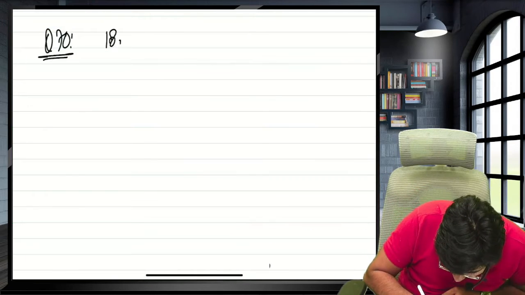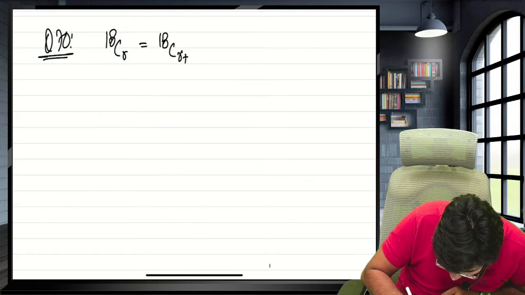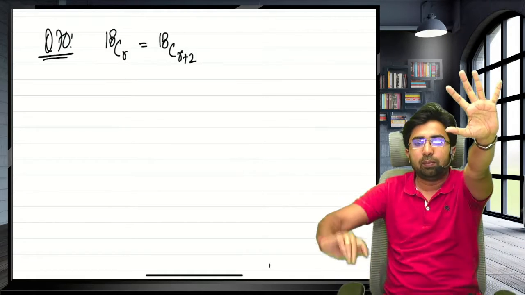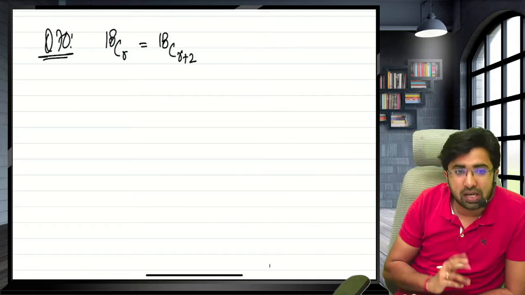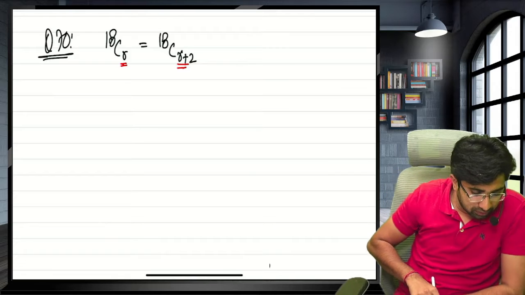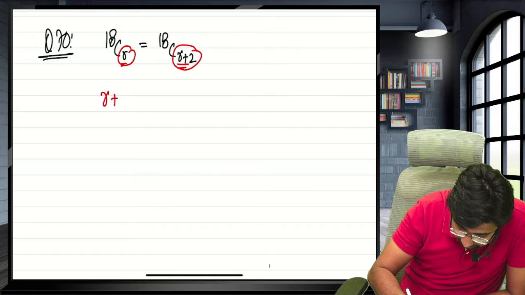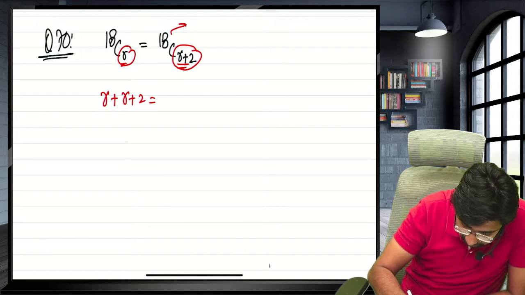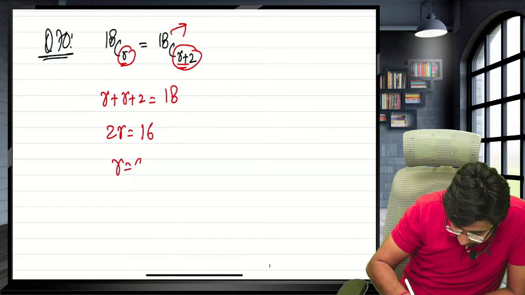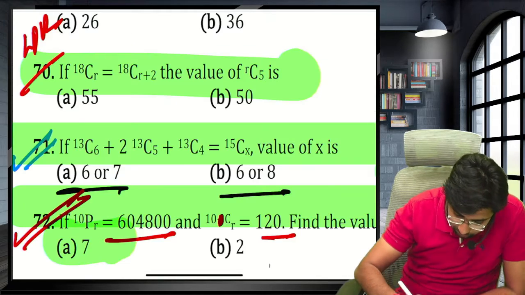18CR is equal to 18CR plus 2. Guys, now please see. If two combinations are equal, we conclude two things. One, this is equal to this, but that will not give you anything. And another, r plus s will be equal to n. So here 2r will be equal to 18 minus 2, that is 16. So r will be equal to 8.